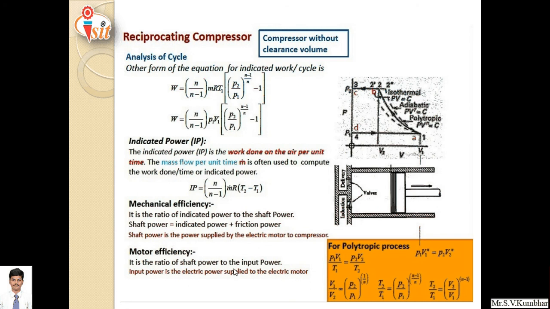So, indicated power. The indicated power is the work done on the air per unit time. Therefore, indicated power is equal to n upon (n minus 1) m R (T2 minus T1). Mechanical efficiency is the ratio of indicated power to shaft power, and shaft power is equal to indicated power plus friction power.